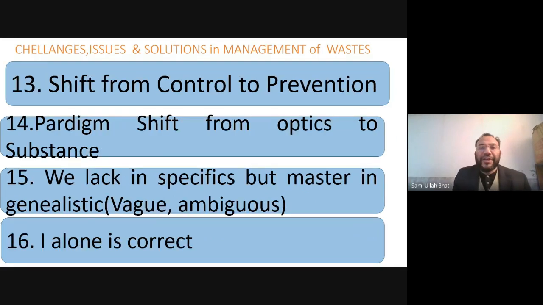Shift from control to prevention. I have already given an example. Then, a paradigm shift from optics to substance. I think I will focus on that.